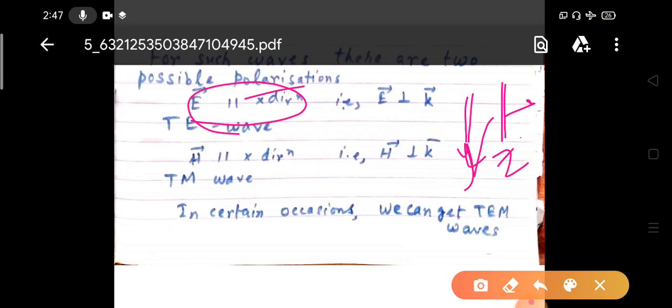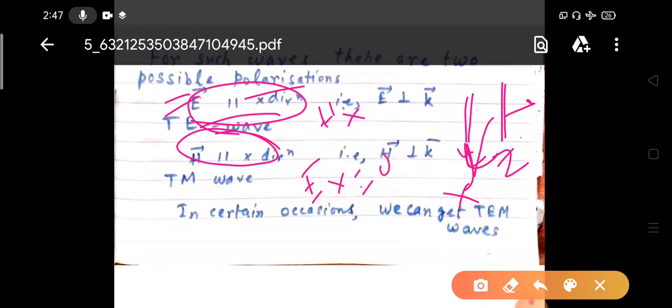So I have two cases: whether the electric field is parallel to the x direction, that is perpendicular to the plane of the conductors, or whether H is parallel to the x direction. Whenever E is parallel to the x direction, Hx will be 0, there will be no magnetic field. Whenever H is parallel to the x direction, then Ex will be 0, that is, in that direction there is no electric field.